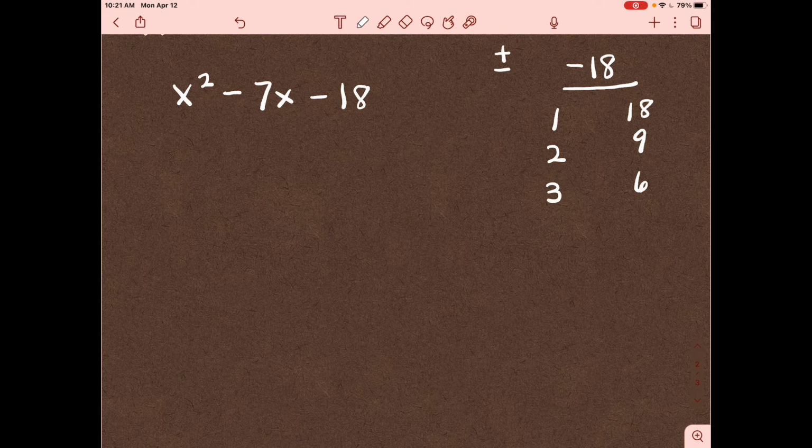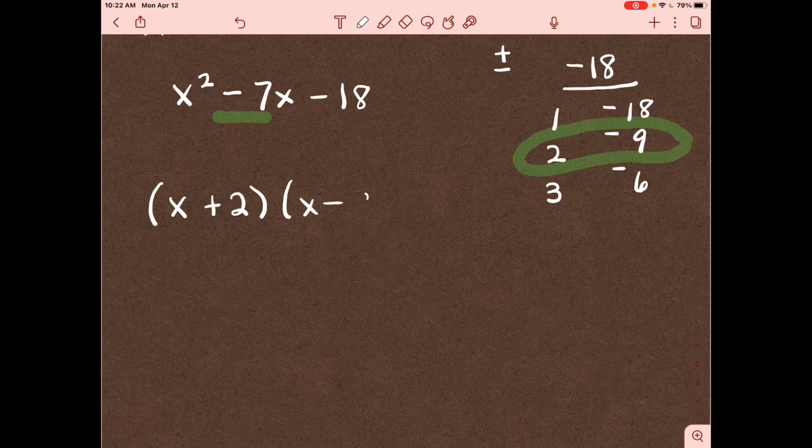And I know I need one set of numbers to be positive and one set to be negative, but this time when I add them, I want them to be negative. So I'm going to make the bigger numbers all negative. So negative times positive, we'll get back to the negative 18, but when I add these, two of them could make a negative 7. So I think that would be right here. And I'm going to factor like this: x plus 2 and x minus 9.